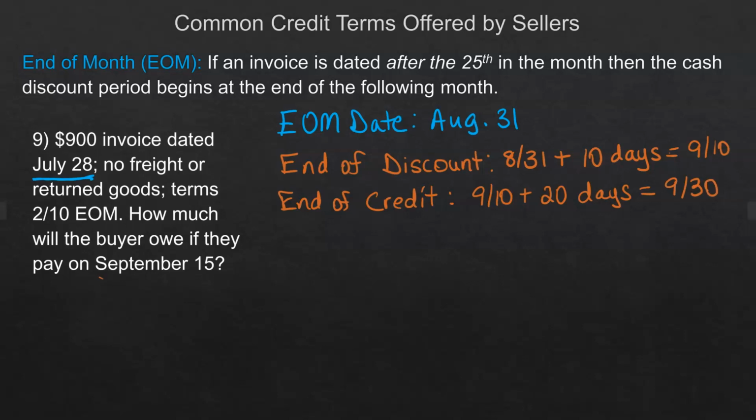Okay, so because our payment's on the 15th, that means pay the full amount with no discount. We don't get a cash discount because we are out of the discount period. So we would simply pay $900. All right, so you have to just think your way through these and just think about your terms to figure it out.